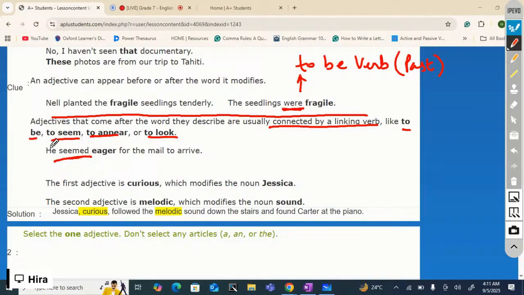He seemed eager. So this is the linking verb. What is the adjective? Eager. Who was eager? He. The pronoun means the person. So the adjective is describing this pronoun he, means this person, and a linking verb is used. These two words are connected by a linking verb. Okay, so the adjective appears after the word it describes, connected by a linking verb.